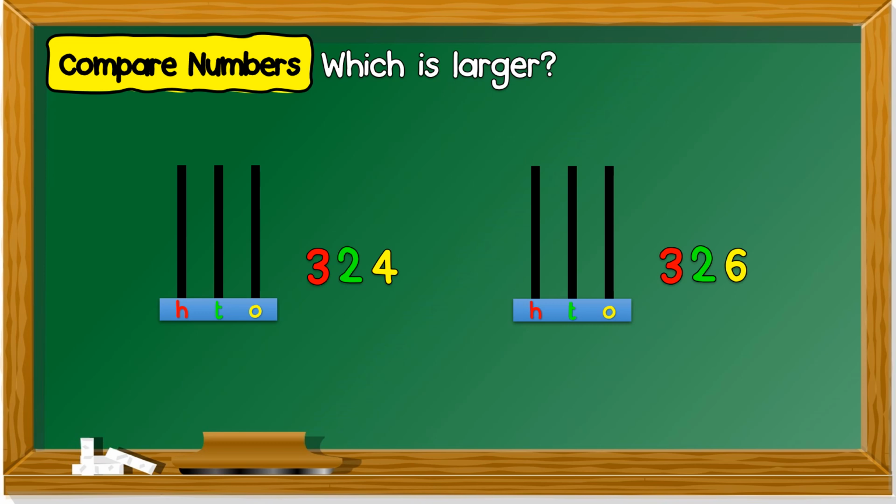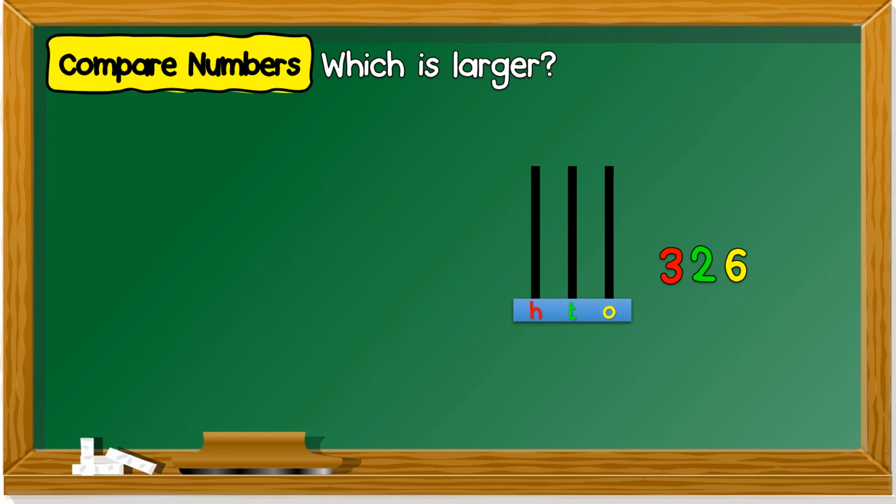We look at the number for hundreds. Both are 3s. Sama-sama. Sama 3. How about tens? Still the same, 2. Now, let's take a look at ones. 4 and 6. Which is larger? It's 6. 6 is larger than 4. So the larger number here is 326.